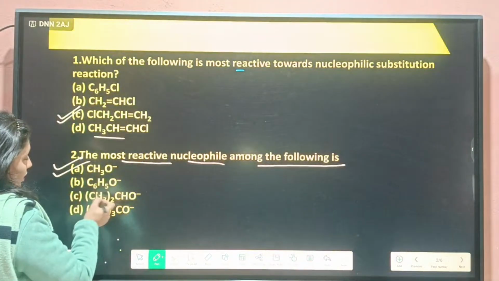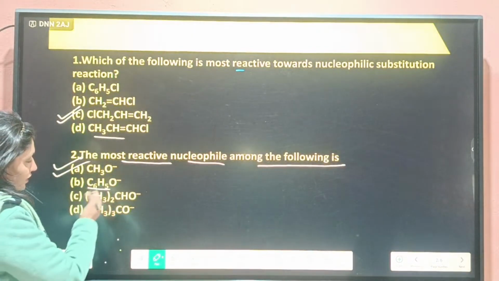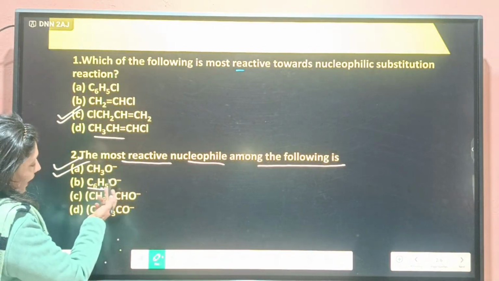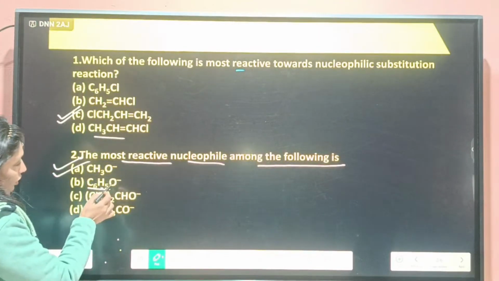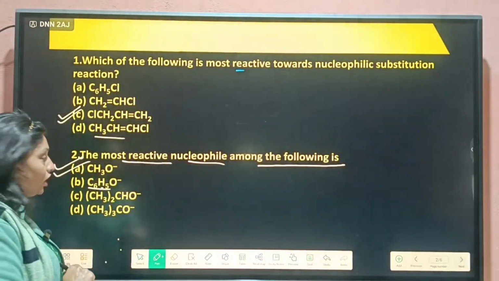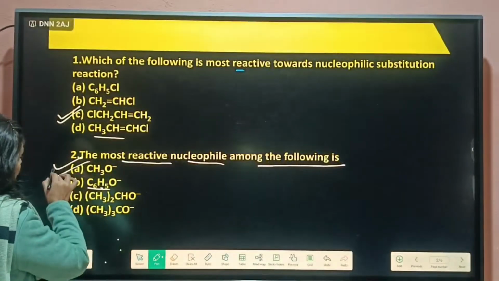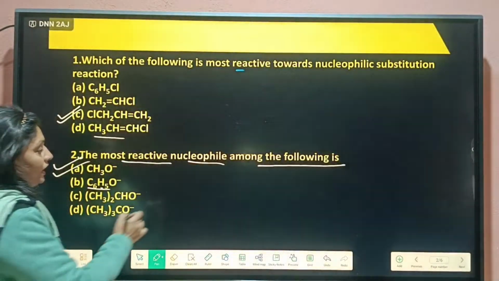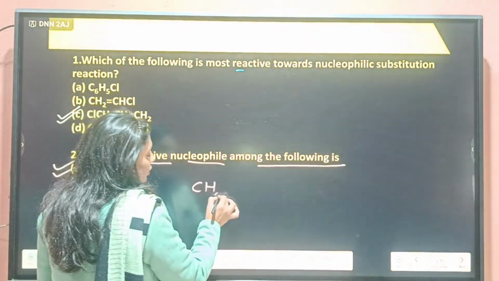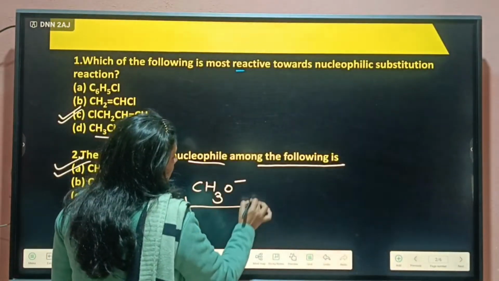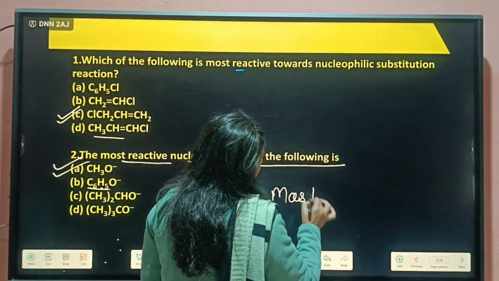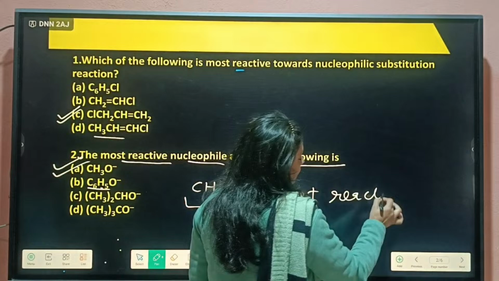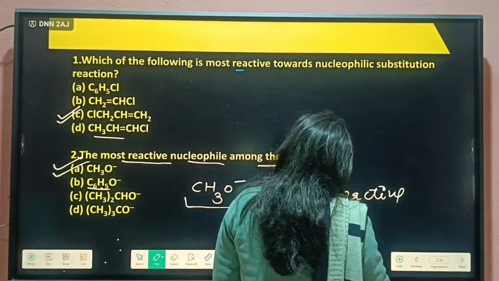This one, because here C6H5 shows resonance, so it will attract electrons towards itself, which will decrease the density of electrons on oxygen. Okay, so students, here we can go with option A. This CH3O negative is the most reactive nucleophile.